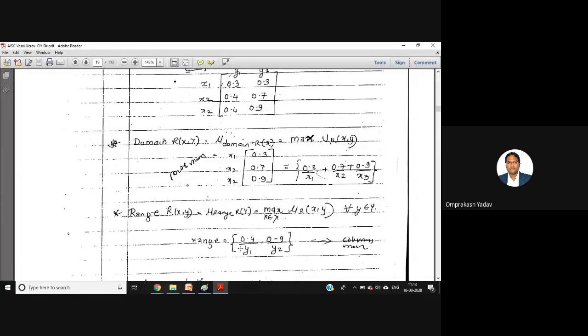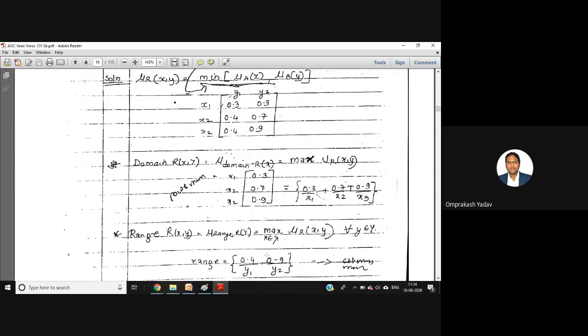So 0.4 upon y1, and then plus in y2 it's 0.9, so 0.9 upon y2. So for domain, you are supposed to see the max value row wise, and for range, you are supposed to see the column wise max value. So is this problem clear to everyone?